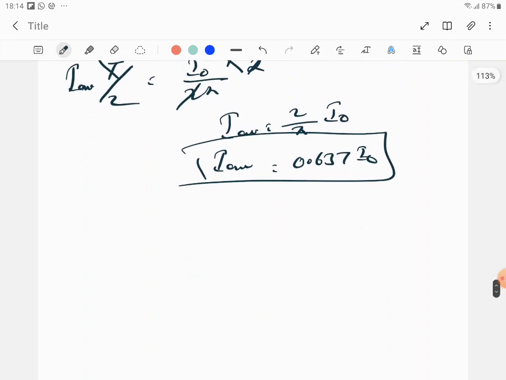Okay, so let's go to the next one. That's done. Root mean square value I've also taught you.